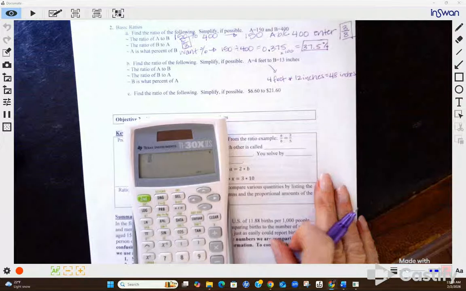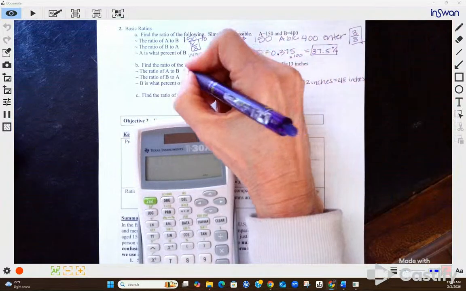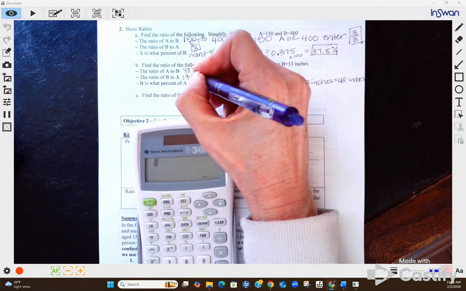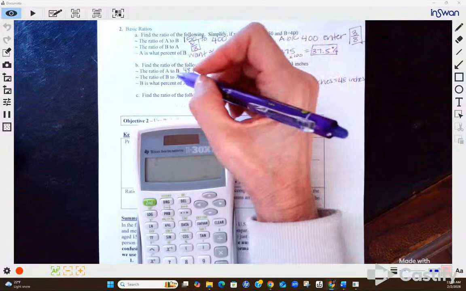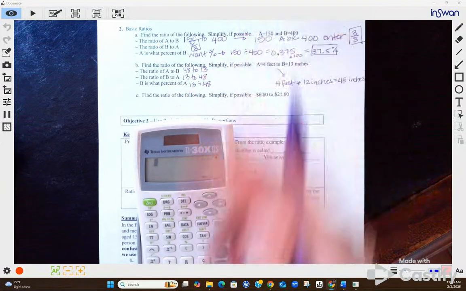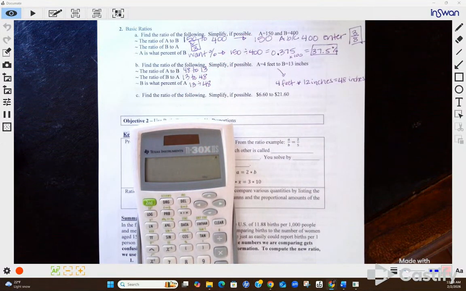So A to B is 48 to 13, and B to A is 13 to 48. And then B to A is 13 divided by 48. All right, so if you try and put the ratio of A to B in your calculator, we're going to type in 48, the A b/c key, and then the 13. Because the top number is bigger than the bottom number, the calculator is going to give it to you as a mixed number.